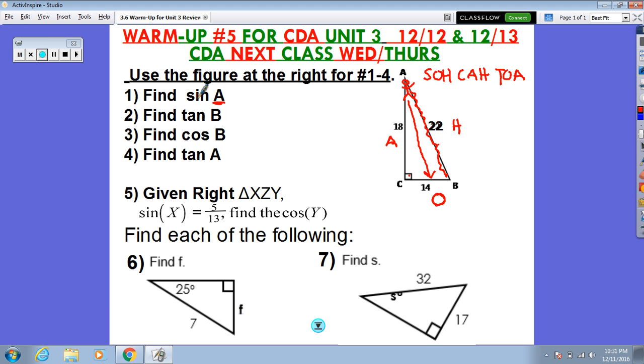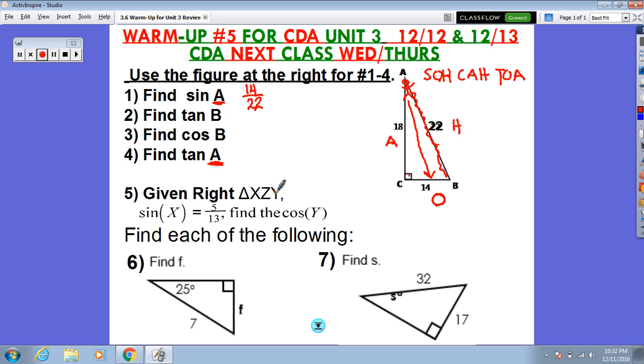So to do sine, I need to use the opposite side over the hypotenuse. So the opposite side has a length of 14. So that's going to go on the top. And it has to go over the hypotenuse, so my hypotenuse here is 22. Now since I have another problem on here that's looking at it from the angle of A, I'm going to go ahead and do that one before I redraw my figure.